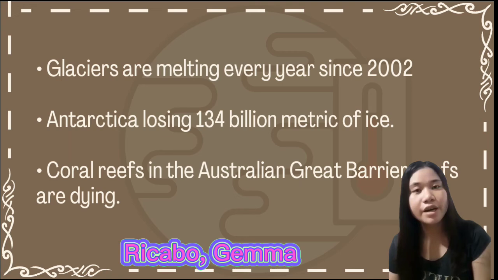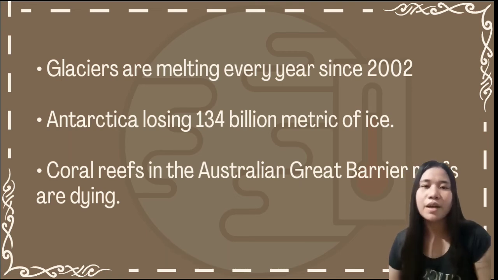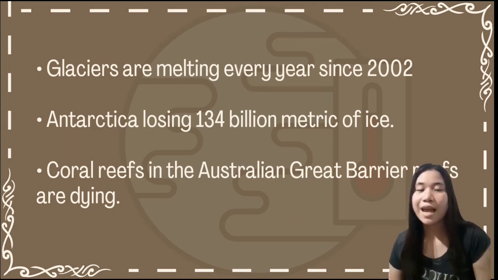Glaciers are melting every year since 2002. So by the way, what are glaciers? Glaciers are massive bodies of slowly moving ice. Glaciers form on land and they are made up of falling snow that gets compressed into ice over many centuries. They move slowly downward from the pull of gravity. Glaciers can range in age from a couple hundred to 1,000 years old.